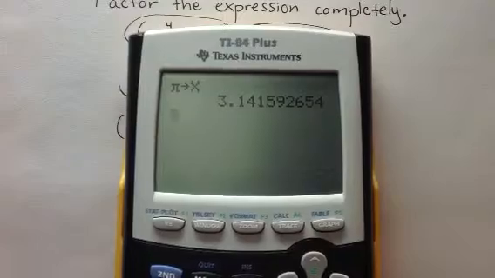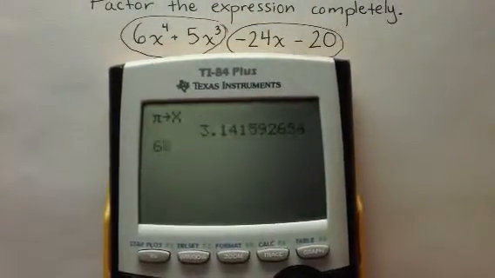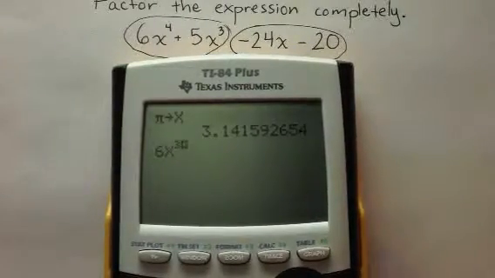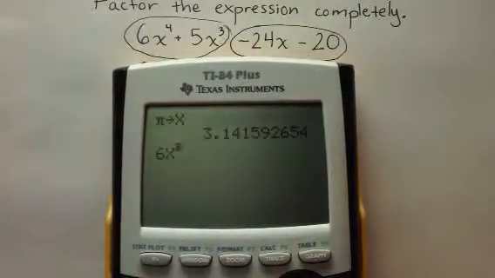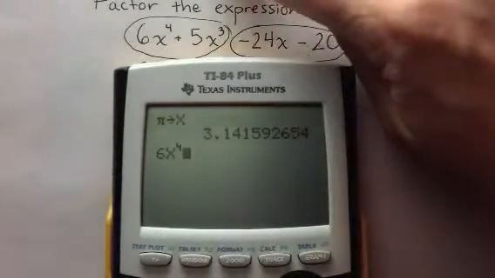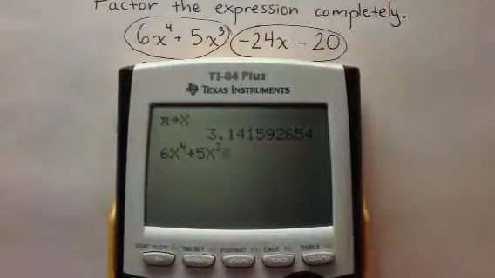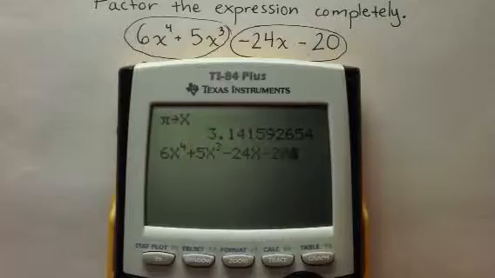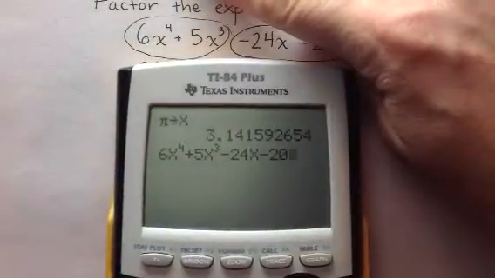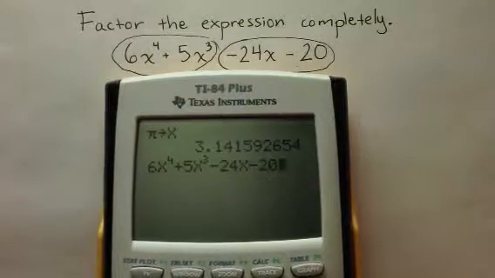If I have factored correctly, my original expression, 6x to the 4th power plus 5x cubed minus 24x minus 20. So always the original problem. Just double check here. Yep, looks good. Okay, enter.